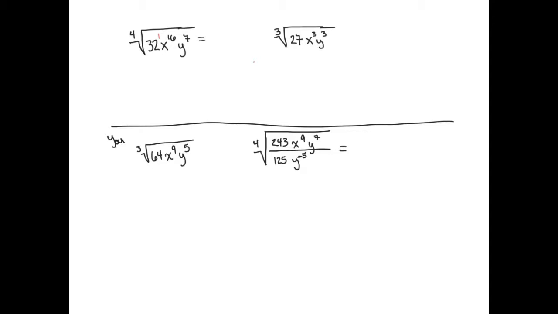Okay, so remember, first thing we want to do is break 32 down into its exponents. So 32 is equal to 4 times 8, which is equal to 2 squared times 2 cubed. So 32 is equal to 2 to the 5th. Then we have x to the 16th and y to the 7th.